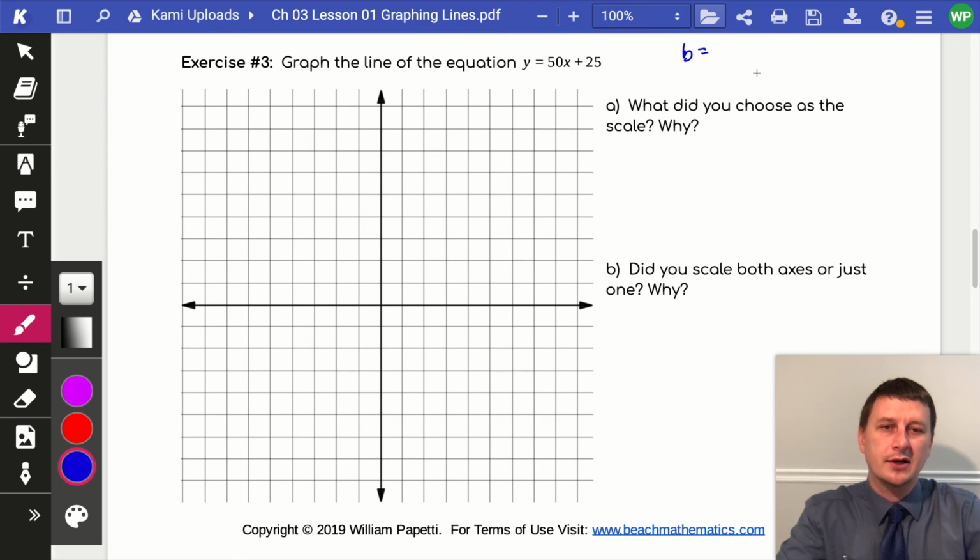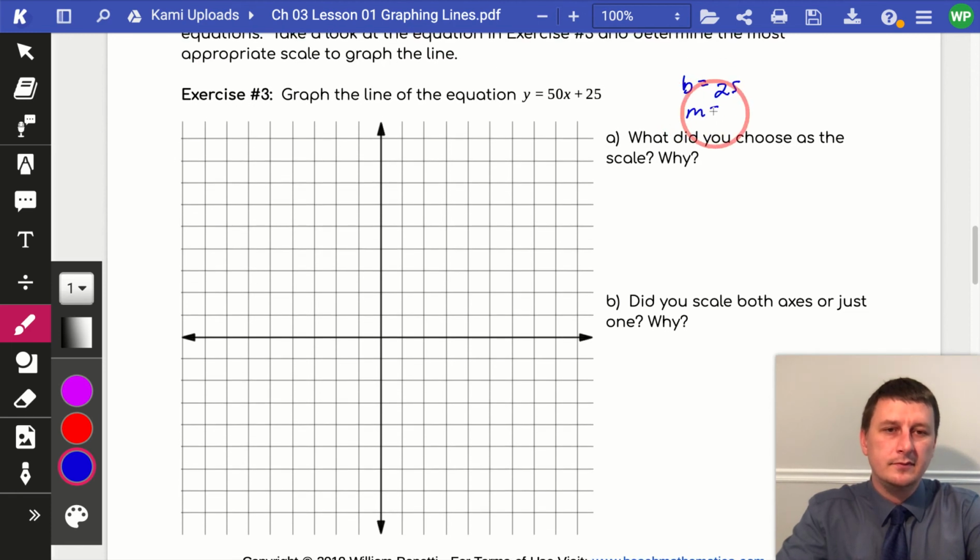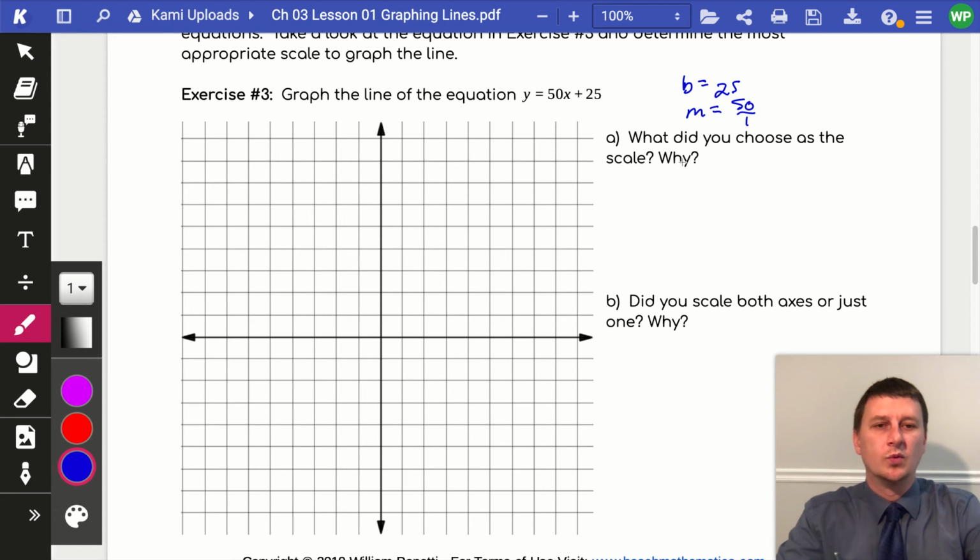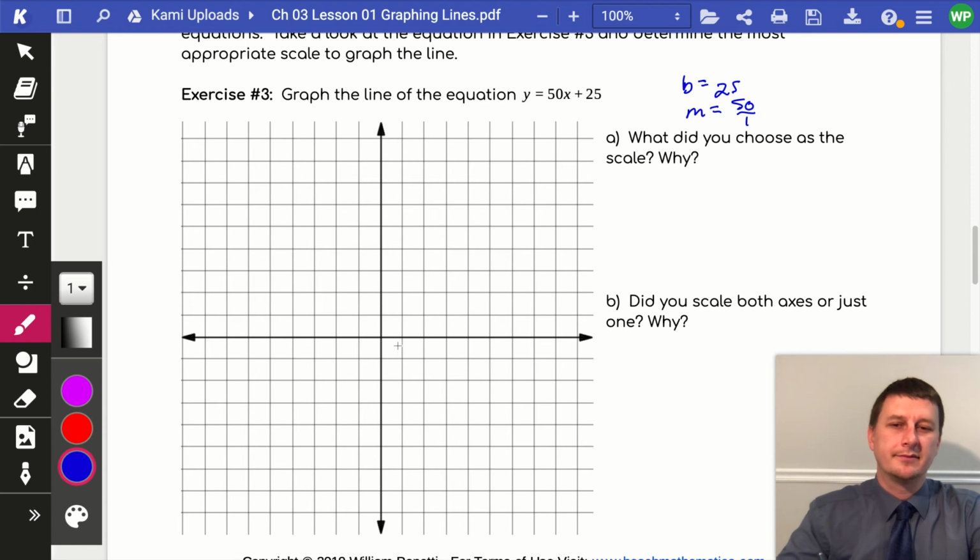So I'm going to want to start at 25, and I want to move from there 50 over. Remember, integers are all over 1, so I'm going to go up 50 units from 25 over 1. So I'm only going over 1 unit. So my x scale would be safe by going up by ones, because I'm only going over again by 1 unit at a time.